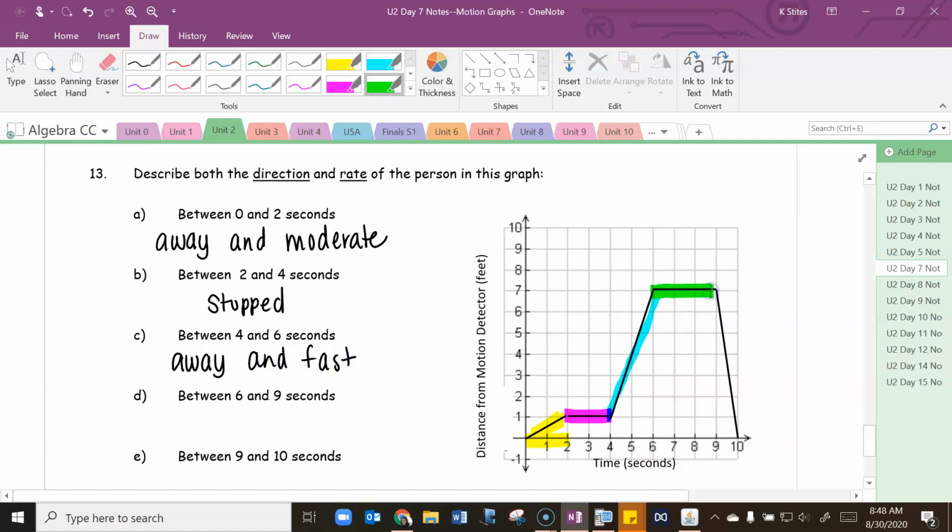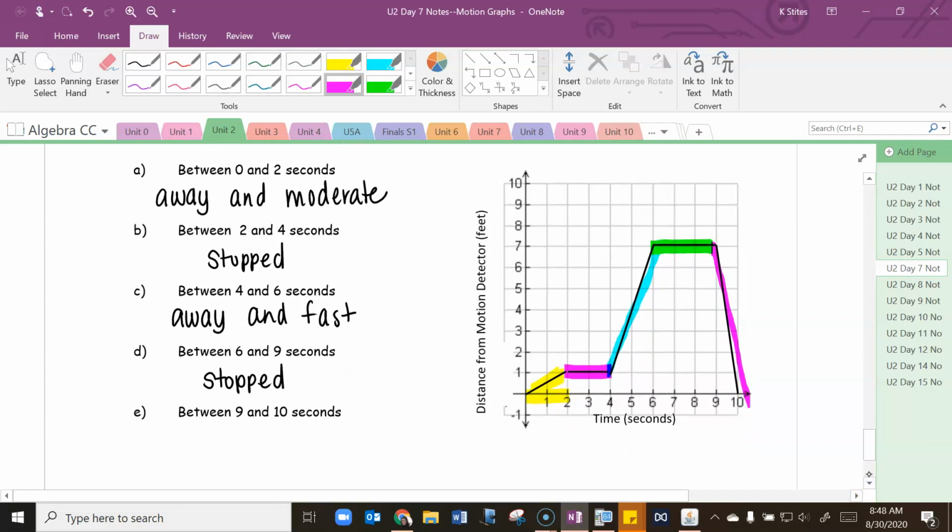Between 6 and 9 seconds, we are stopped again. And between 9 and 10 seconds, that's this guy, this is now going downhill. Okay, so your distance is decreasing, which means we're getting closer, or you could say going towards. And this is really steep, so I'm going to say and really fast.